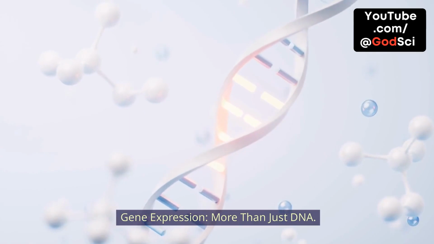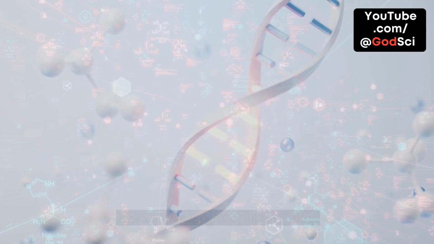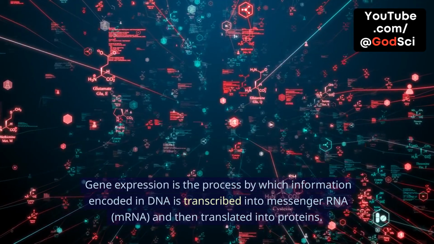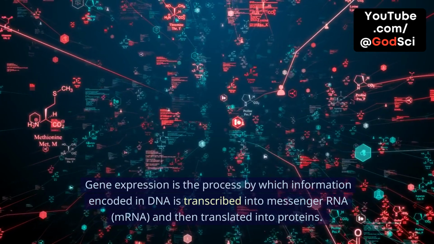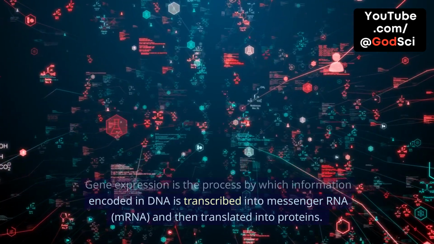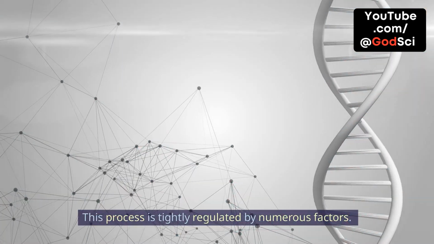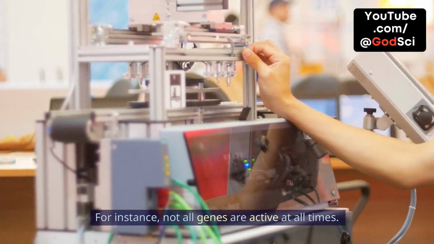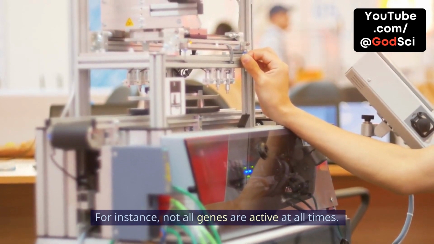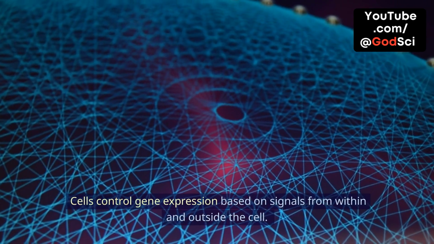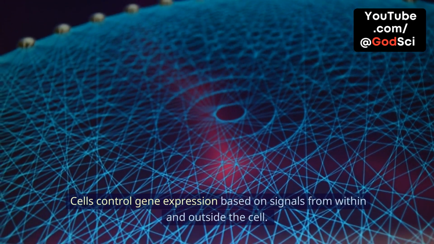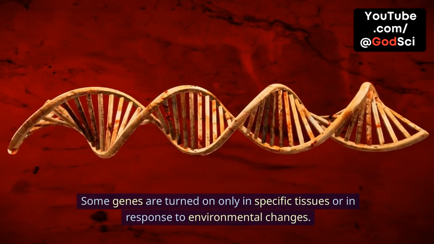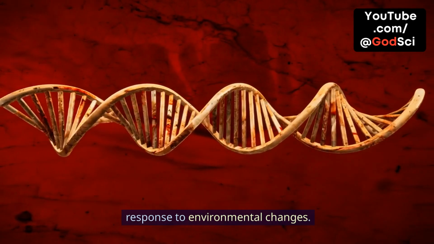Gene expression. More than just DNA. Gene expression is the process by which information encoded in DNA is transcribed into messenger RNA, mRNA, and then translated into proteins. This process is tightly regulated by numerous factors. For instance, not all genes are active at all times. Cells control gene expression based on signals from within and outside the cell. Some genes are turned on only in specific tissues or in response to environmental changes.